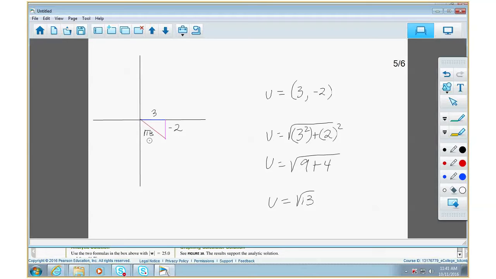And then the little man is right here. We can find that angle by whichever one you want. So that's going to be sine of theta is equal to negative 2 over the square root of 13, or theta is equal to the inverse sine of negative 2 over the square root of 13. And somebody give me that angle.